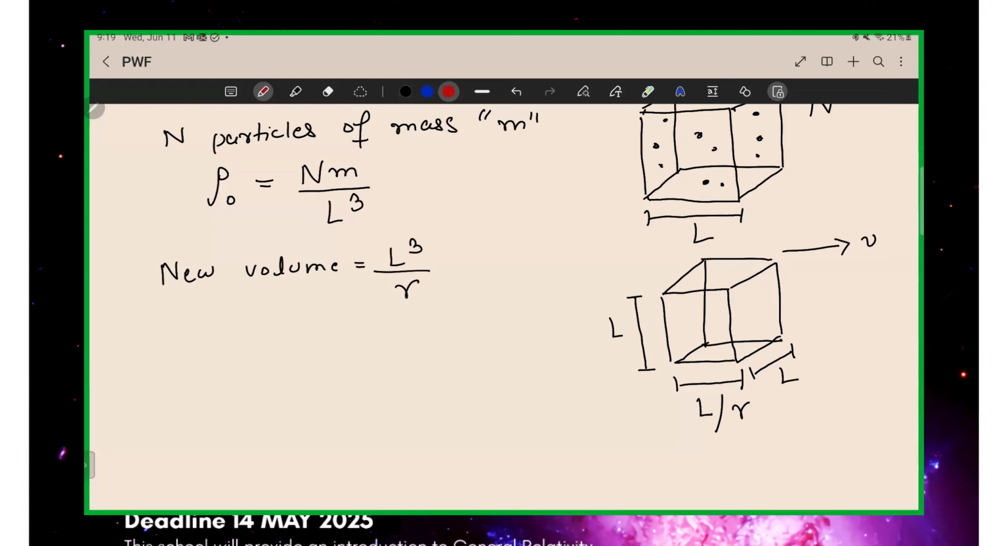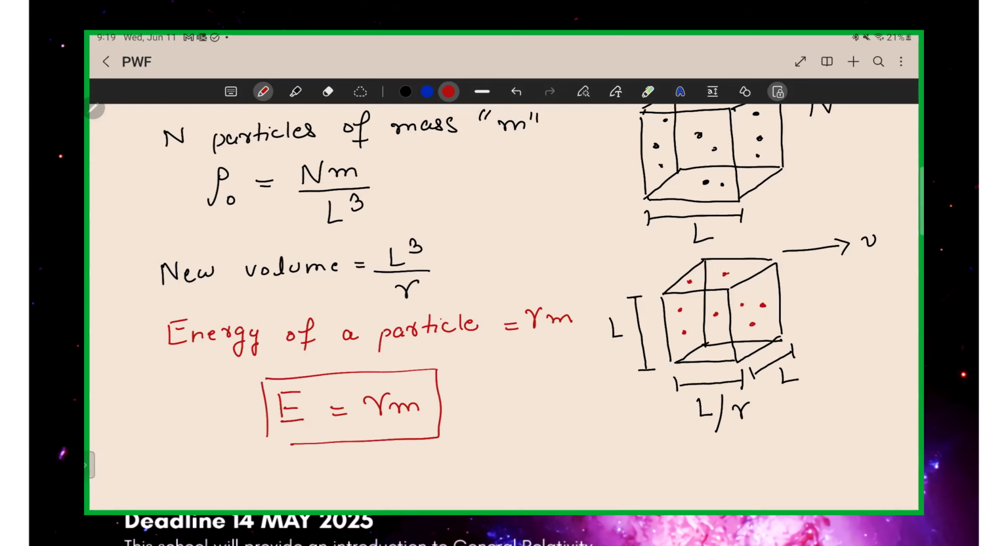Well, that's not it actually, because the energy of a single particle, not the mass, will also change because now they are moving in this frame. So the energy of a particle is now gamma times m. If you know this formula, E equals gamma times m naught c squared, and c is 1, so just ignore c. This is the energy of a particle moving with some speed v, and m is just the rest mass of the particle. So the new energy of a single particle is this.